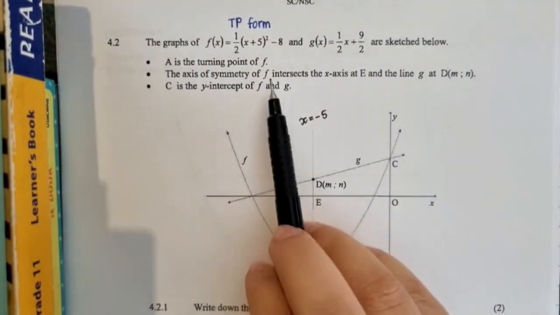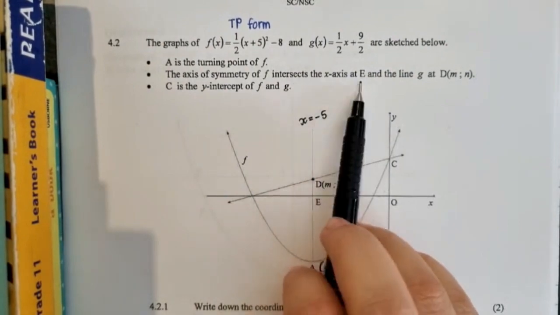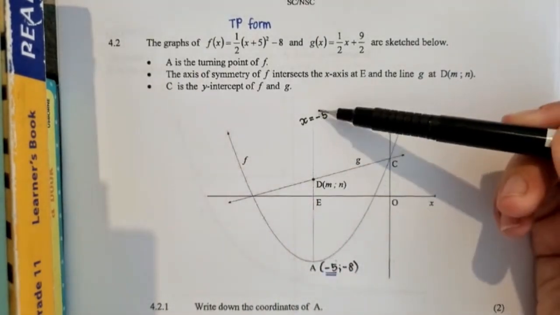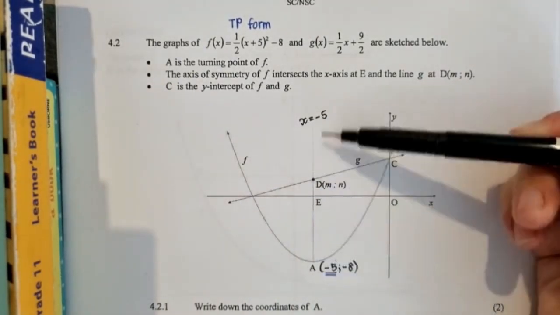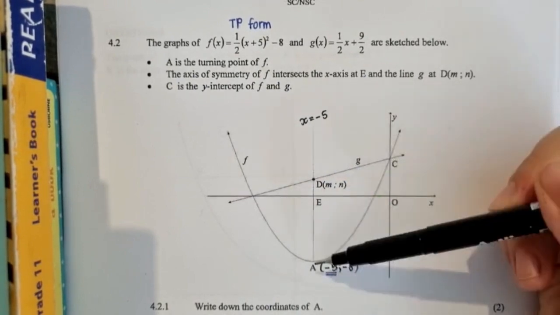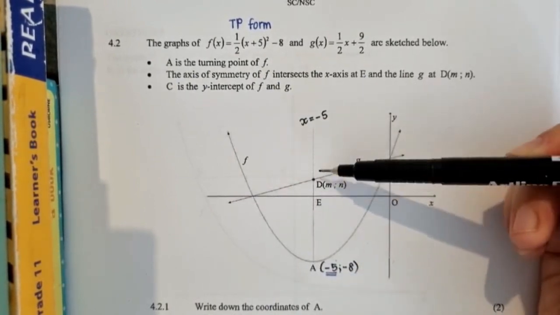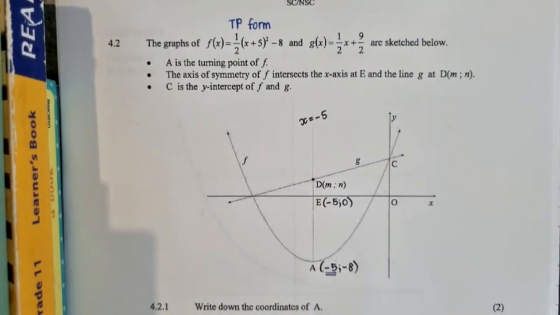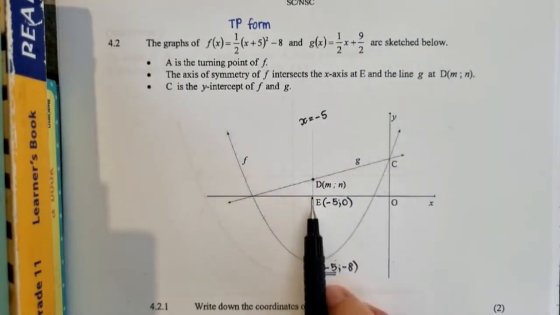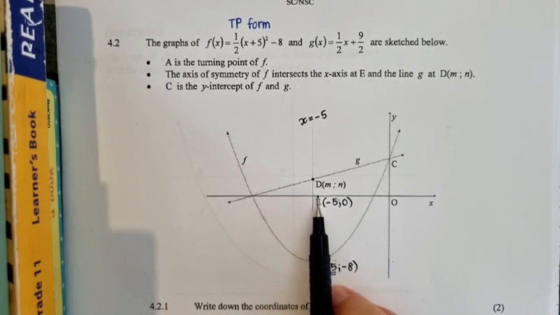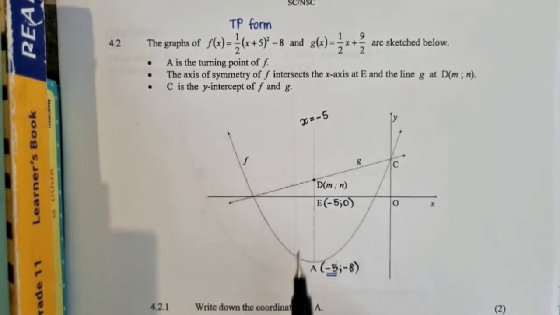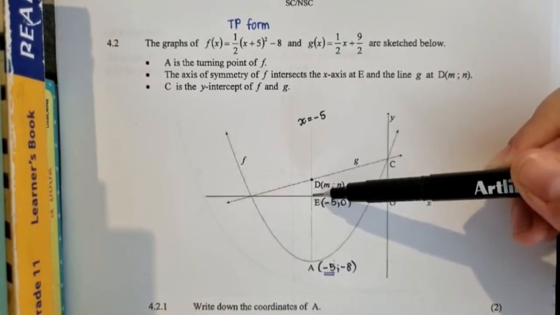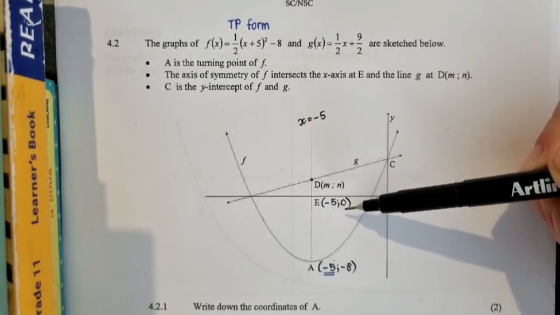All right. Now they're saying that this axis of symmetry intersects the x-axis at E. So the x-intercept of this axis of symmetry is at E. Now, guys, if this line is x equals negative 5, that means that every single point on this line has an x value of negative 5. Every single point, including E and including D. So E is going to be the point negative 5, 0, because it intersects the x-axis. The axis of symmetry is the x value of the turning point. Yes, exactly. So the x-intercept of the axis of symmetry also has an x value of negative 5, but because it's on the x-axis, it will have a y value of 0.